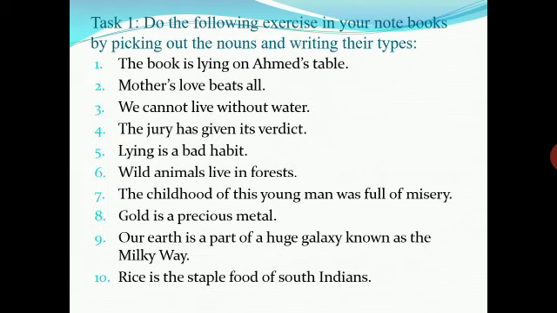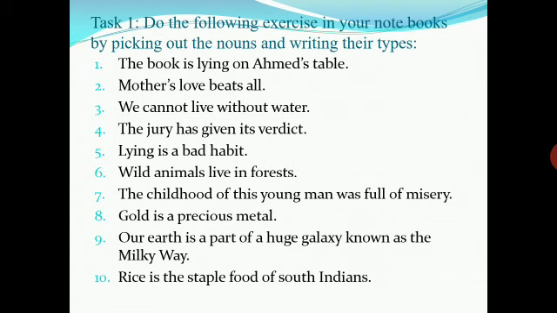Now this is your first task. Do the following exercise in your notebooks by picking out the nouns and writing their types. So after every sentence, you're going to copy down the sentence and then pick out the nouns and then give them their respective types. What type of noun are they? And then you go to the next one. For example, number 1, the book is lying on Ahmed's table. You're going to write this sentence in your copy. Then you're going to pick out the nouns like we have done before in the previous slides. And then you're going to write the type of noun in front of that noun.